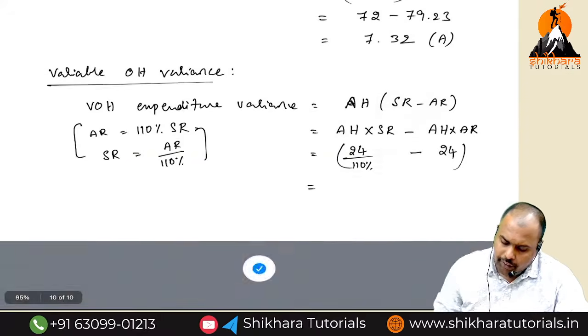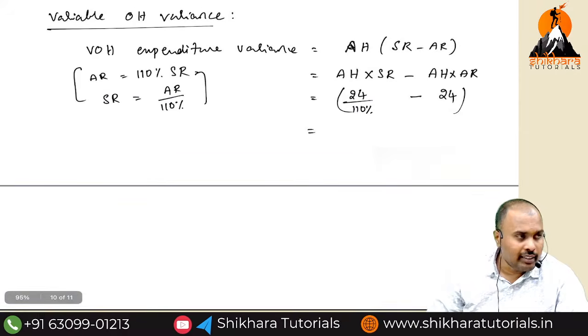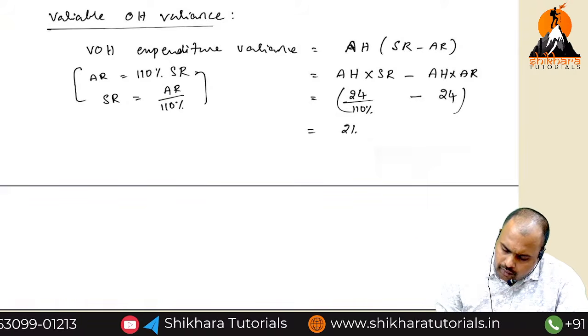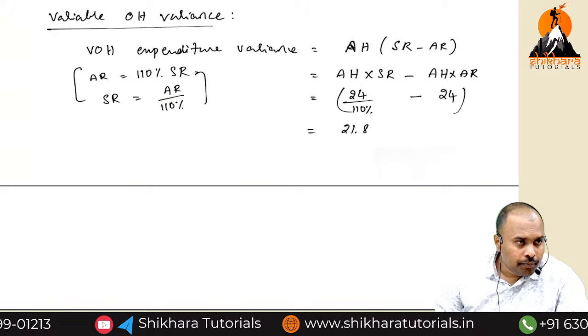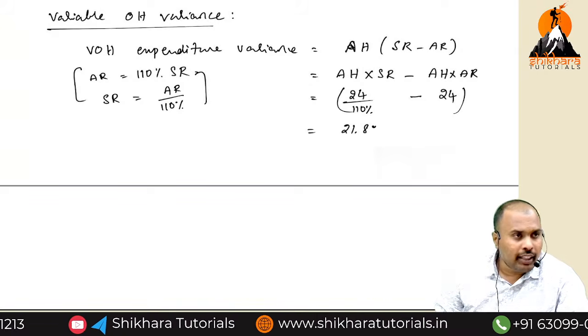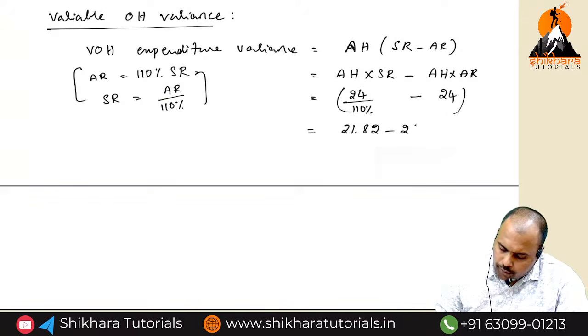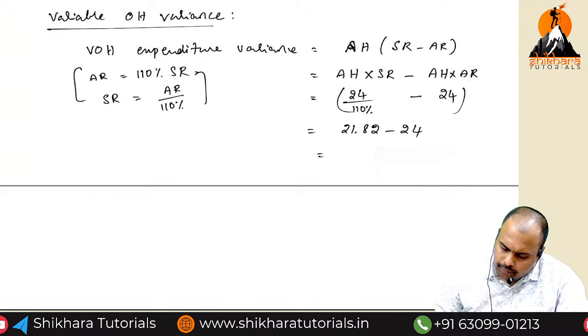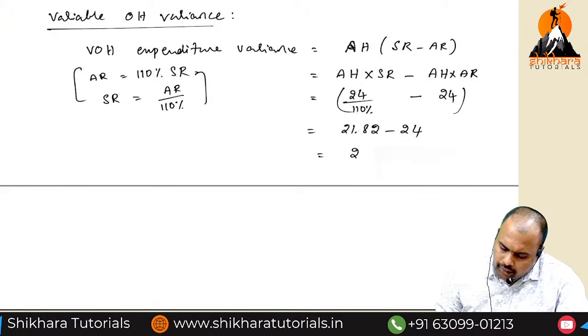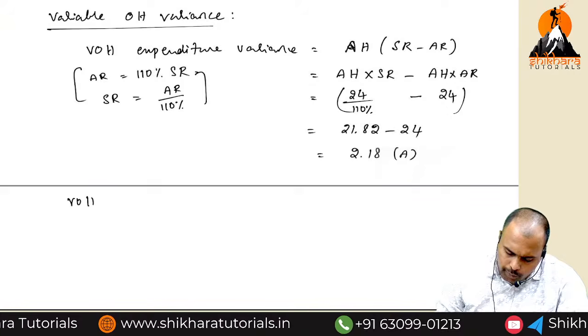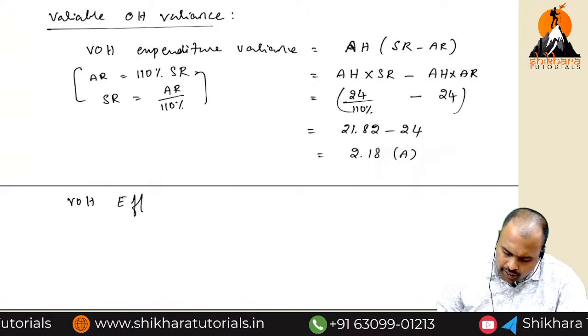Individually tell me, because I want AH into SR in some other formula also. How much is it? 21.8, 21.82. Direct 22 only. Okay, 22 minus 24. How much? 2.18 adverse. Then what is the variable overhead efficiency variance?